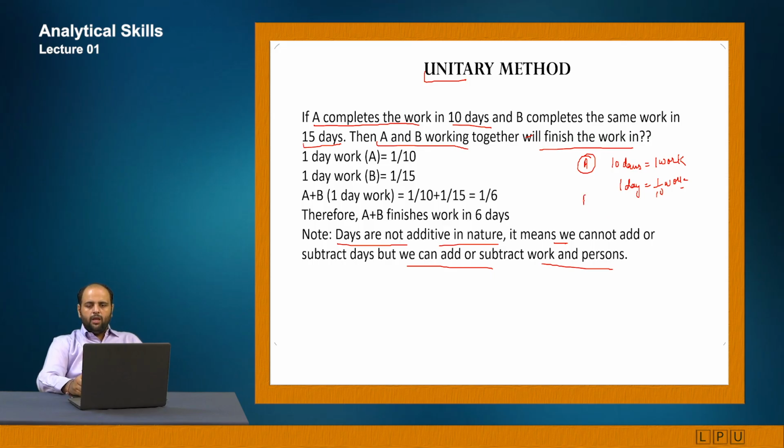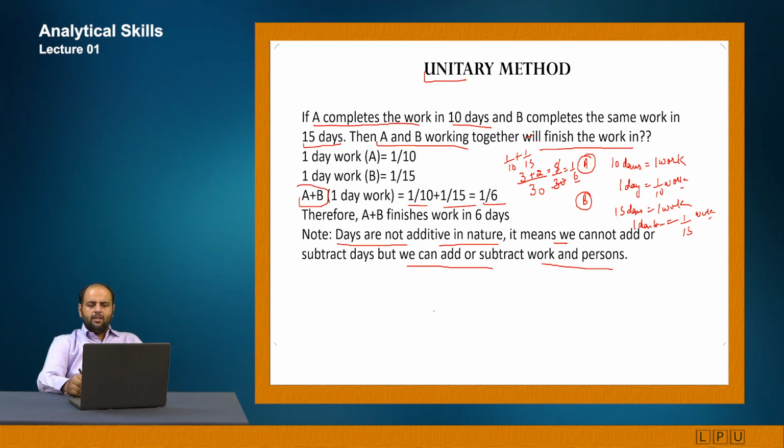Similarly for B, B does one work in 15 days. So in 15 days one work is to be completed. Similarly, here the 1 day work will be equal to 1 upon 15. Now we can add the works. So A plus B's 1 day work will be 1 by 10 plus 1 by 15. First of all, we will take the LCM, that will be 30. So it will be 3 and 2, so it will be 5 upon 30, and when we solve it, it comes out to be 1 upon 6. That is written here.